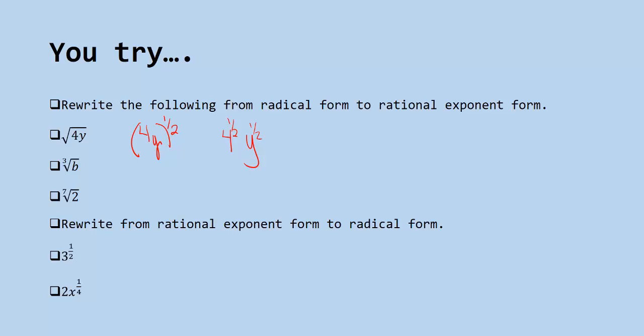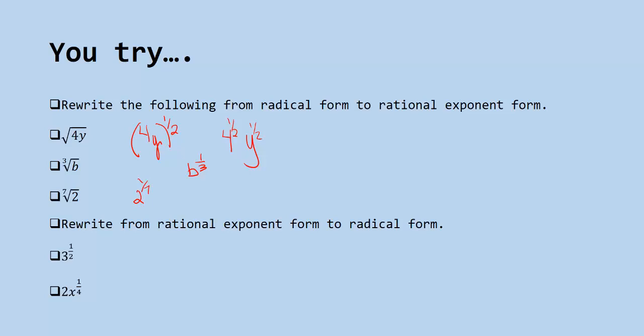The cube root of b. So again, cube root is 1/3 power. I'm simply going to write this as b to the 1/3 power. And the third one, the 7th root of 2, I'm going to take 2 and the 7th root, so 7 is the denominator, 2 to the 1/7 power.